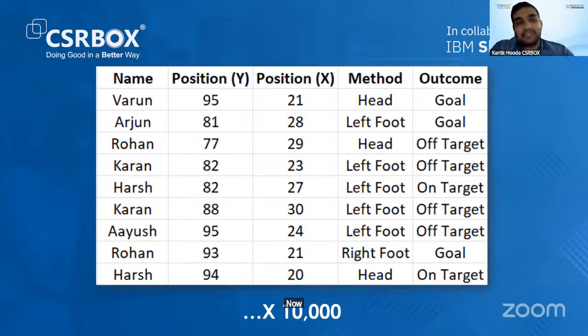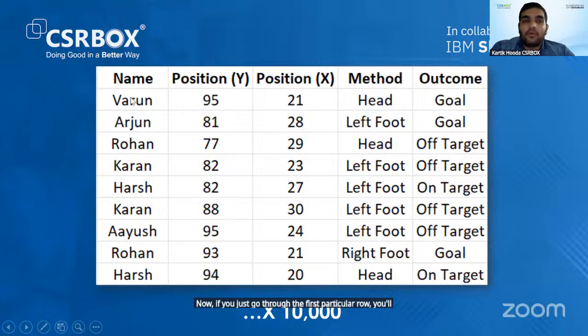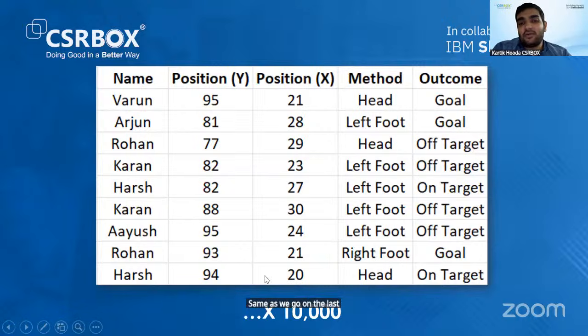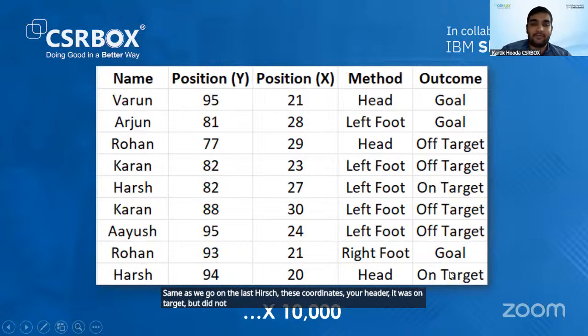Now, if you just go through the first row, you will see a player named Varun. He was on position 9-5 on the y-axis, 2-1 on the x-axis, and he scored a header, and eventually it turned out to be a goal. Same goes with Karan on these particular coordinates, used his left foot to take the shot, but it was off target, did not go on goal. Same as we go to the last, Harsh, these coordinates, a header, it was on target, but did not go in, it was saved.